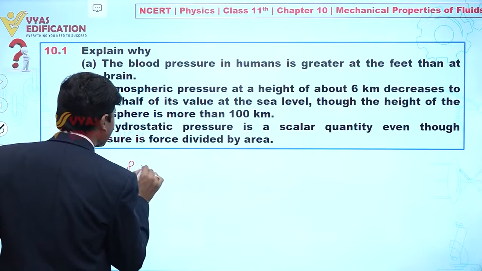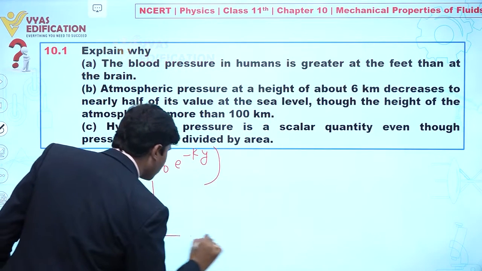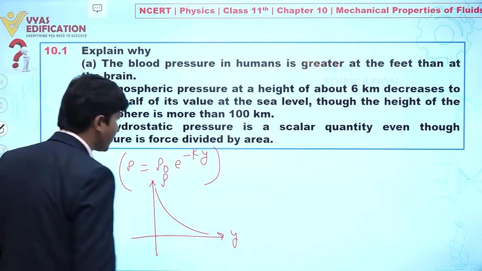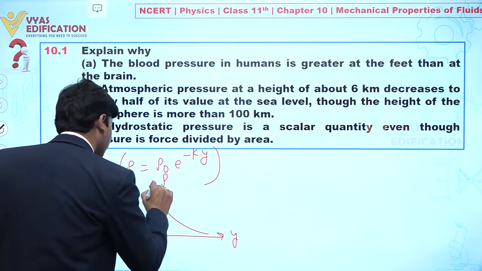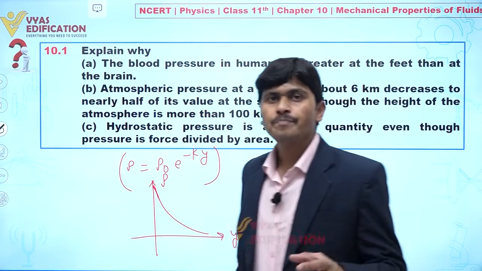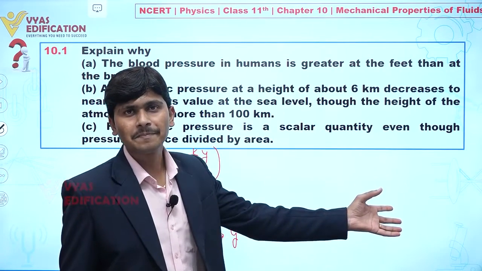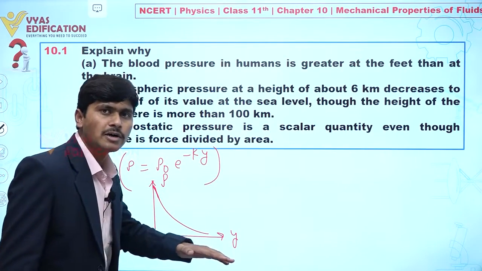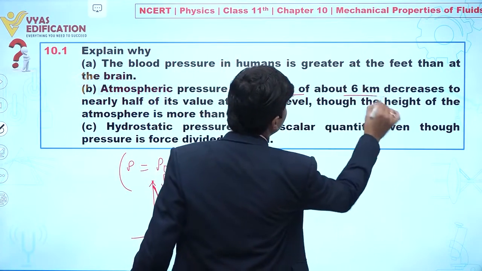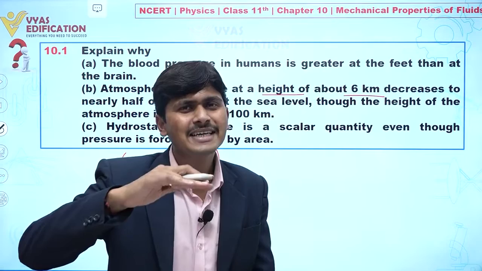Generally it is seen that density varies like e to the power minus ky. So if we draw a graph between y and density, it should be like this. This is an exponential decreasing curve. It means initially the density of air decreases more compared to later. So if we are talking about the height of 6 km from the surface of the earth, the density decreases up to half.